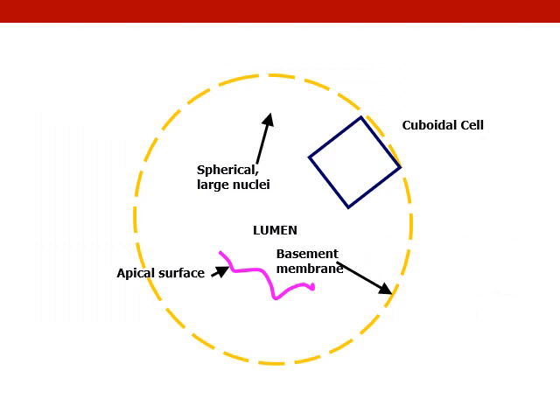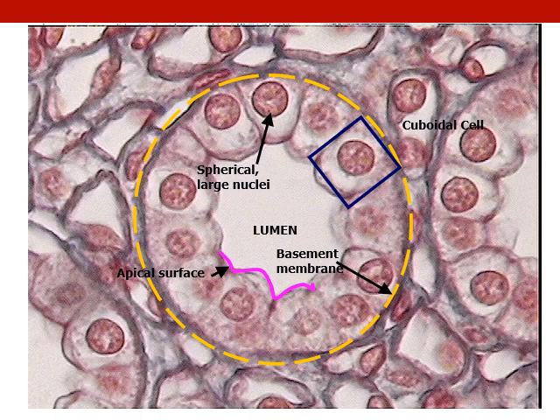This picture also shows the simple cuboidal epithelial tissue in kidney tubule but with higher magnification. It is possible to notice the cuboidal cell, rounded or spherical nuclei, lumen and the basement membrane.